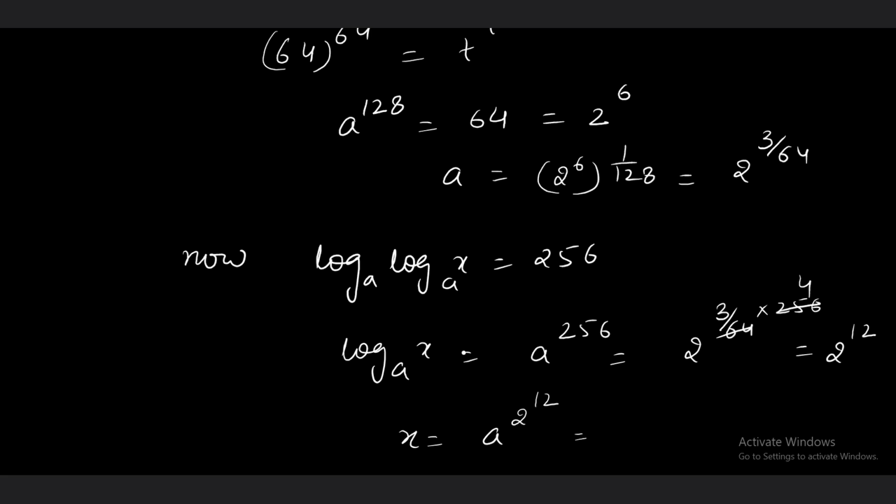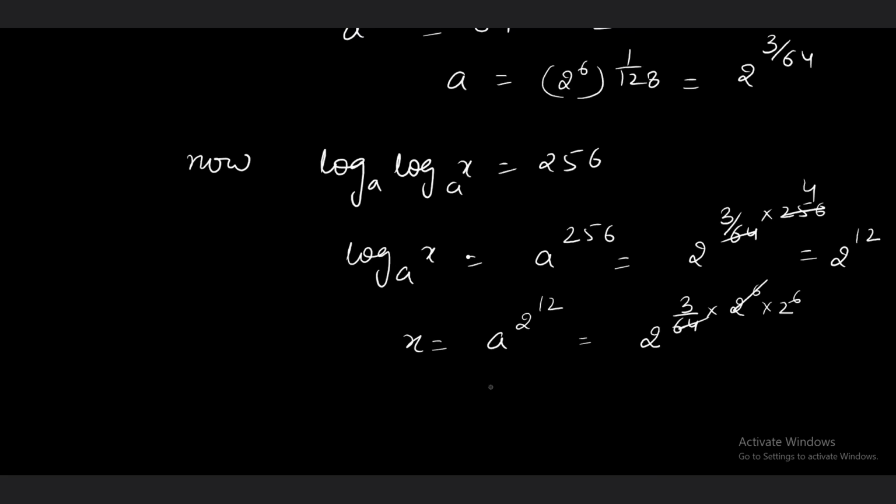We need to find out the value of x. चलिए a का वैल्यू पुट करते हैं यहाँ पे. This will be 2 raised to the power 3 by 64 multiplied by 2 raised to the power 12 को मैं लिखने जा रही हूँ 2 power 6 into 2 raised to the power 6. ये 64 got cancelled and we are left out with 64 into 3. तो ultimately ये बनता है 2 power 192. ये आ गया हमारे पास x का वैल्यू. ठीक है, ये x का वैल्यू है 2 raised to the power 192.